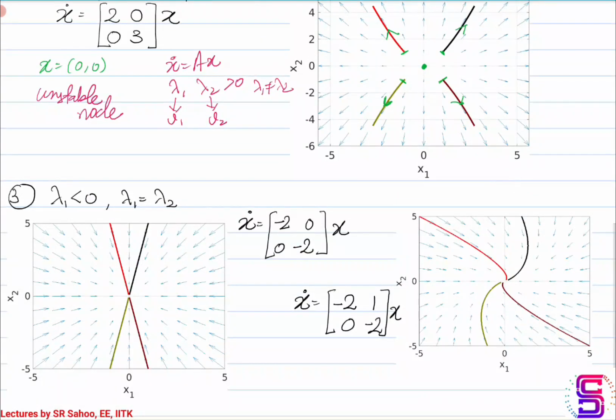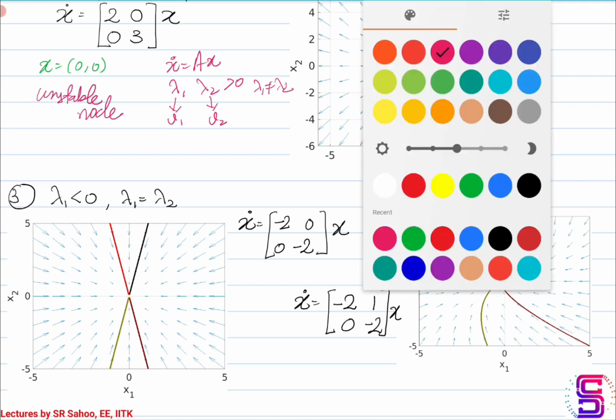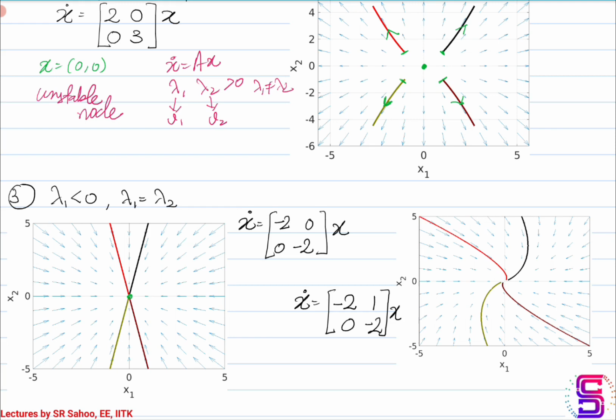Now let's see what happens when eigenvalues are the same but they are negative. Consider the example that I have shown here, which is minus 2, 0, 0, minus 2 multiplied by x. So A is that. What you observe again is, because of the negative eigenvalues, the vectors are such that the solutions will evolve towards the equilibrium point, which is the origin again in this particular case.